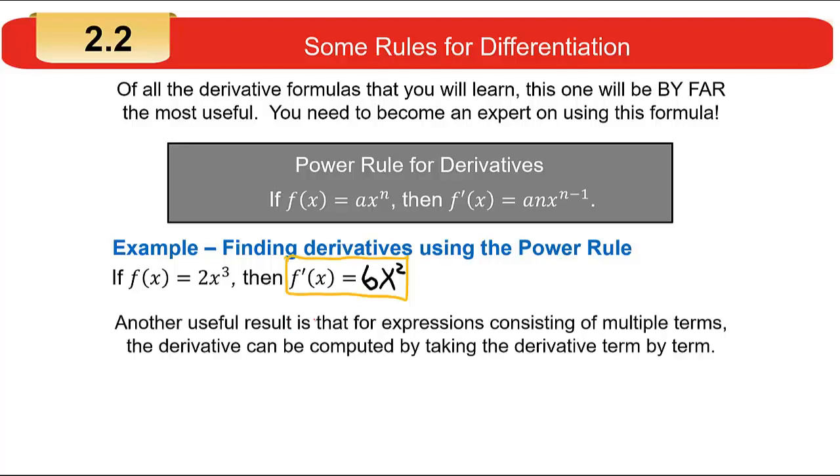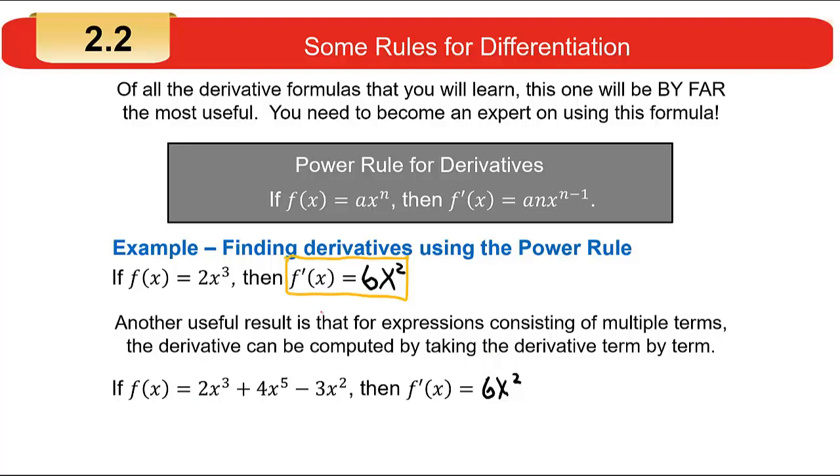Another useful result is that for expressions that contain multiple terms, the derivative can be taken by doing it term by term, and that's a nice thing to know. So for instance, if I have a bunch of things strung together with pluses and minuses, I can just do them a term at a time using the power rule or whatever rule applies later to them. So I can take derivatives term by term. So if I want to take the derivative of that 3-term expression, I start off with the first term, which is 2x cubed, and I apply the power rule. The power rule says to take the 3 times the 2 and get 6, and then drop the 3 down to a 2. In other words, it's the problem we just worked above.